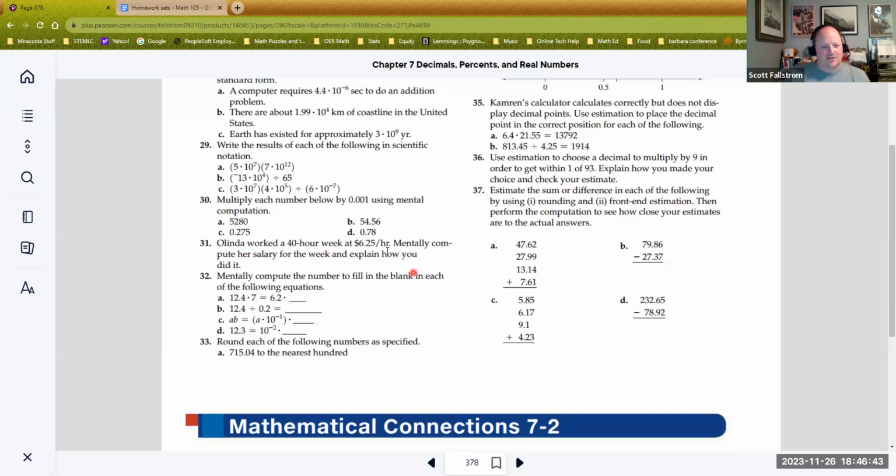Let's see here. Multiply each number by 0.001 using mental computation. Think about what it means, right? What is 0.001 as a fraction? That might help to show you how to kind of do that. This one says mentally compute her salary.